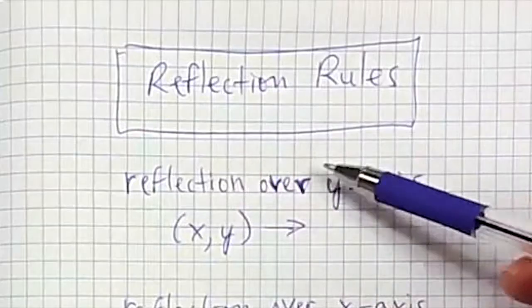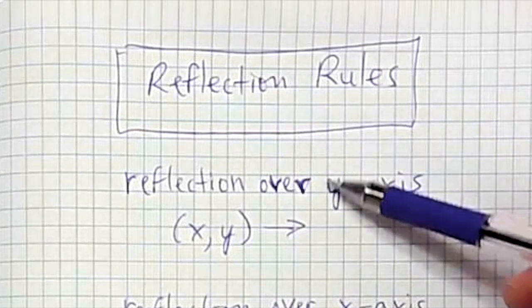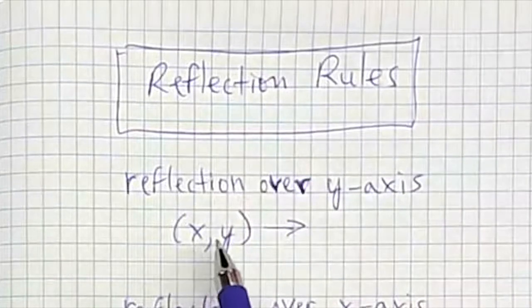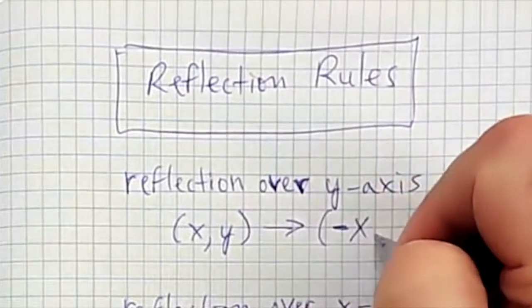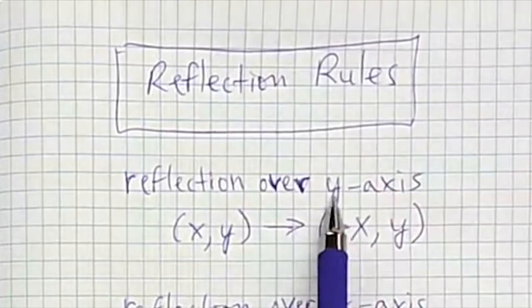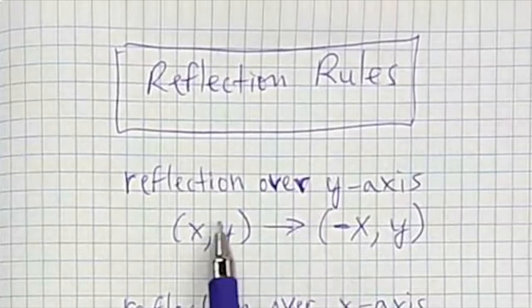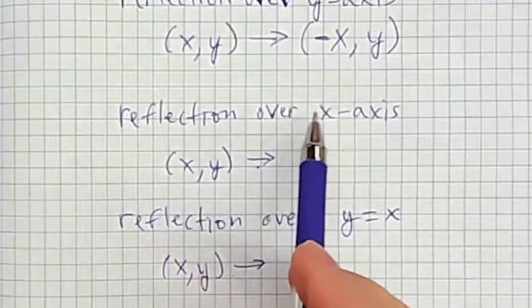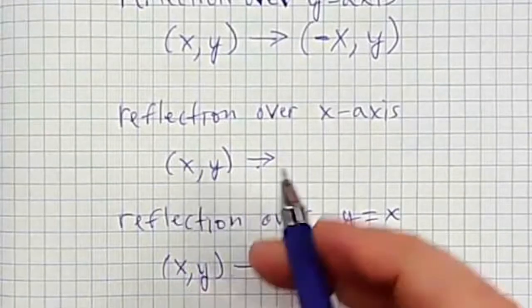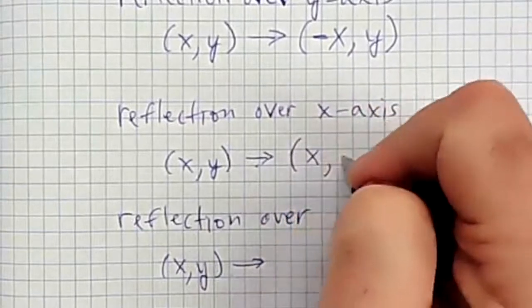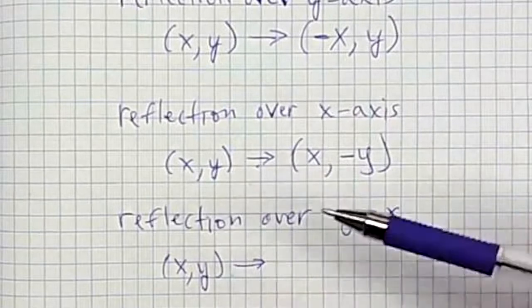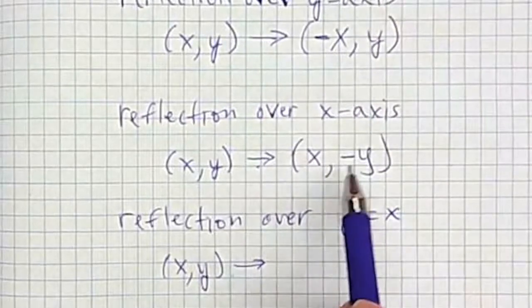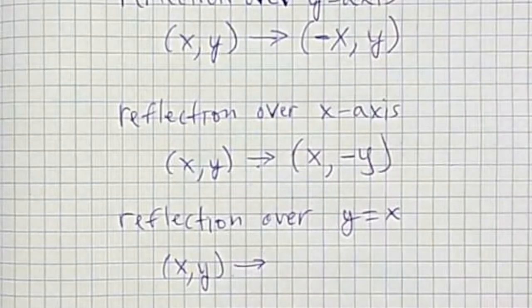So for reflection over the y-axis, remember that's a horizontal reflection, our (x, y) maps to (opposite x, y), right? Remember, it's the y-axis, but what's changing is our x value. The reflection over the x-axis, our (x, y) maps to (x, opposite y), right? So with the x-axis, because it's a vertical reflection, it's our y value that changes sign.